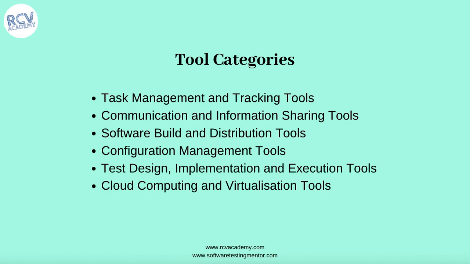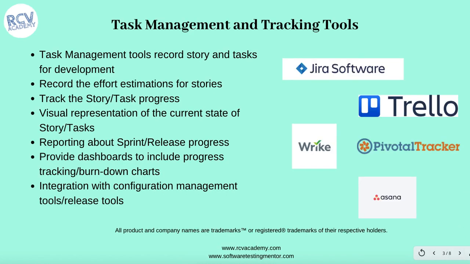So many of these tools were traditionally used in traditional development methodologies as well, like waterfall and V model. But there are some tools which are a bit different. For example, the task management and tracking tool in Agile is a bit different as compared to what it was in the traditional development methodologies. And similarly, communication and information sharing tools are a bit different. So let's see what all tools are utilized in Agile software development. So the first category is task management and tracking tools.